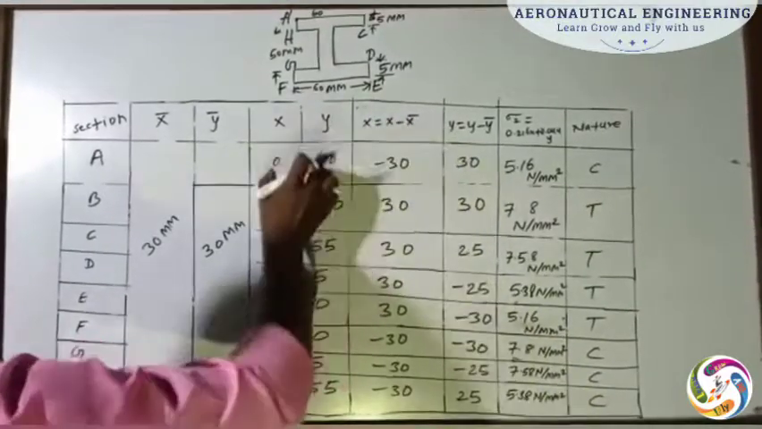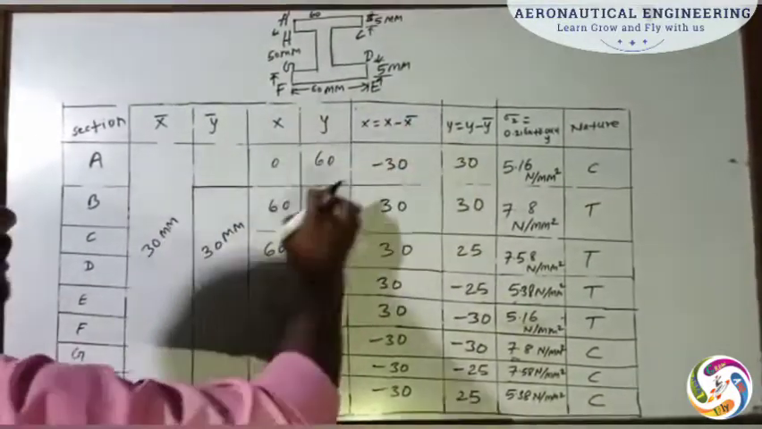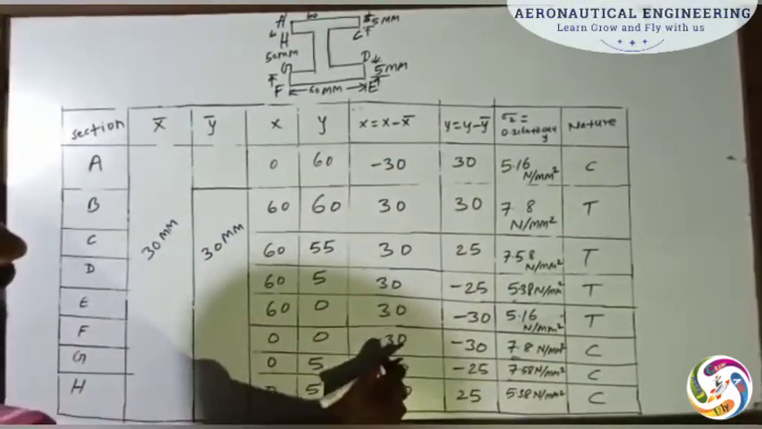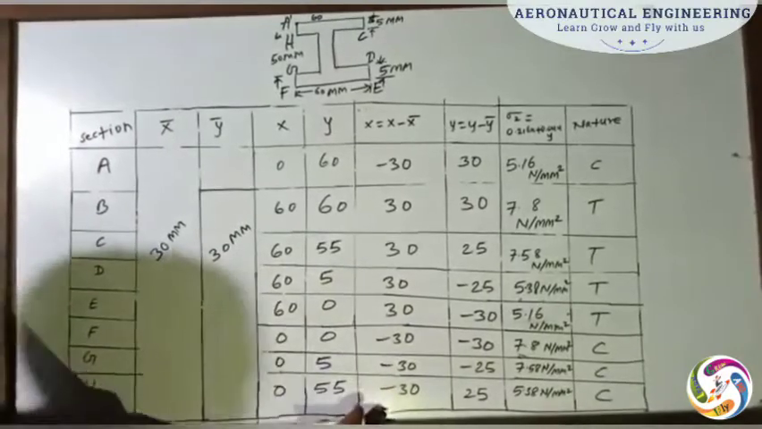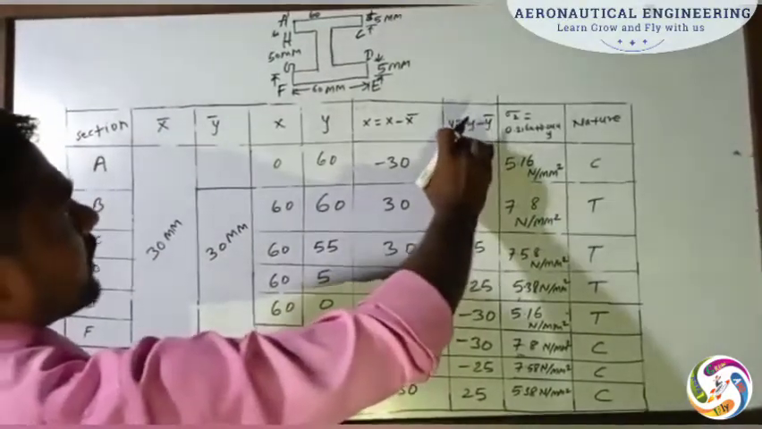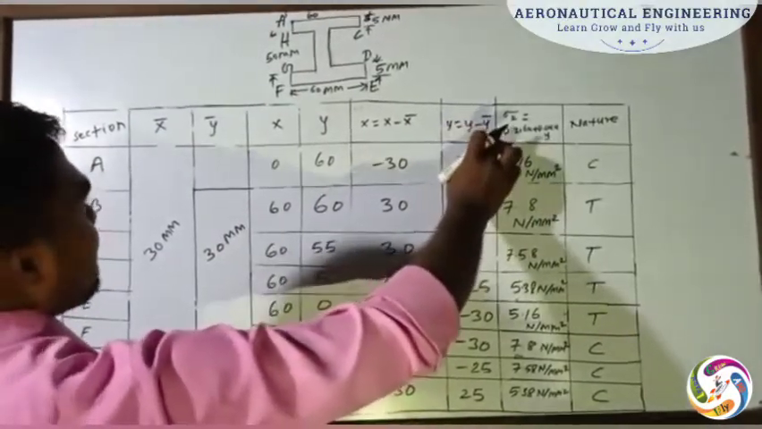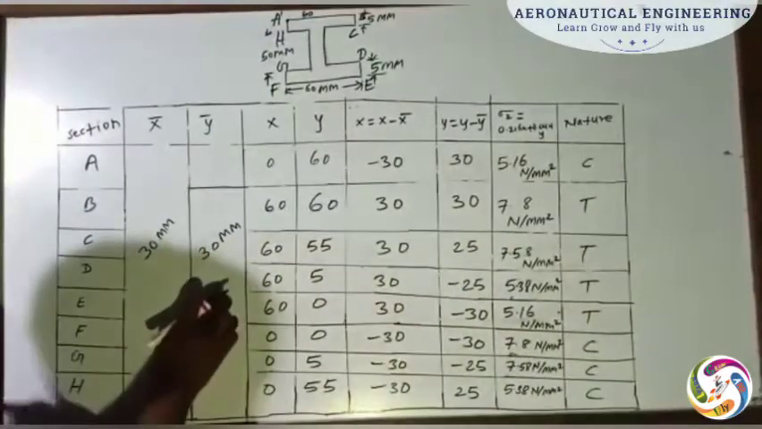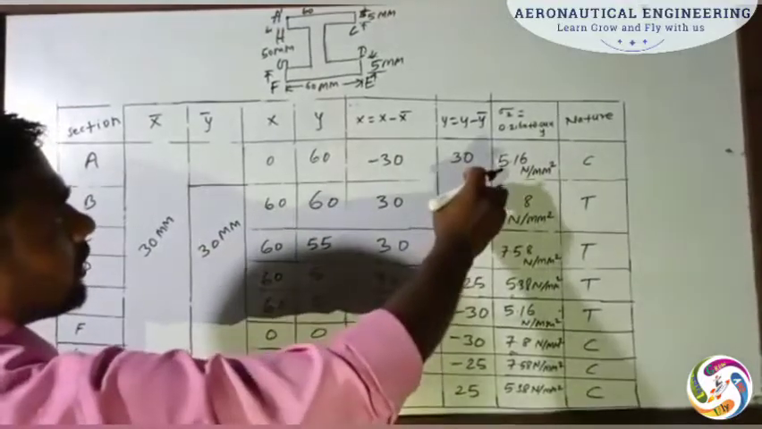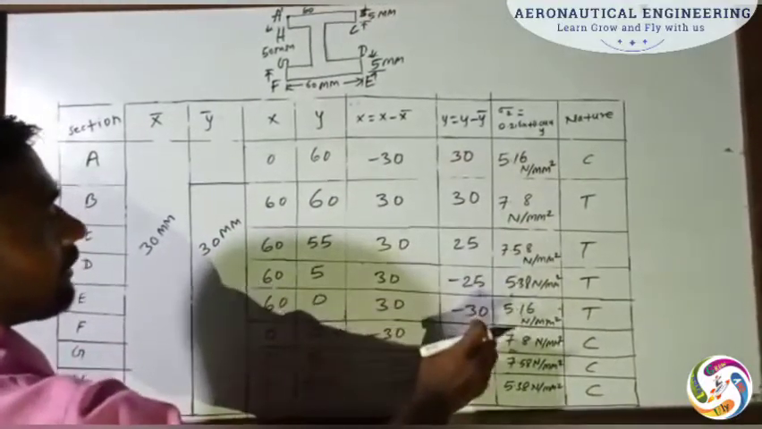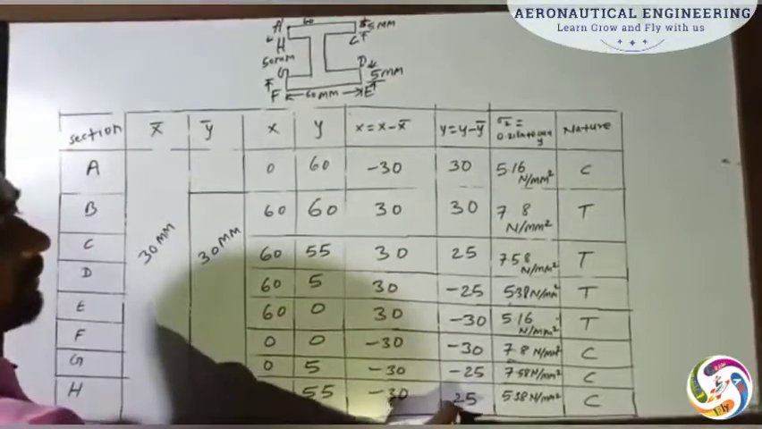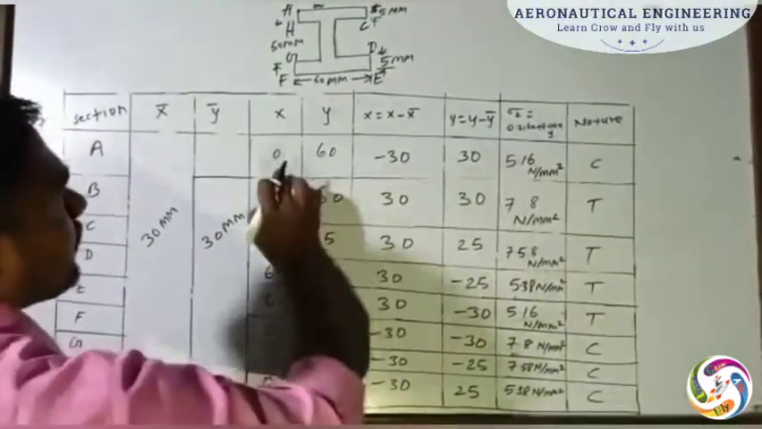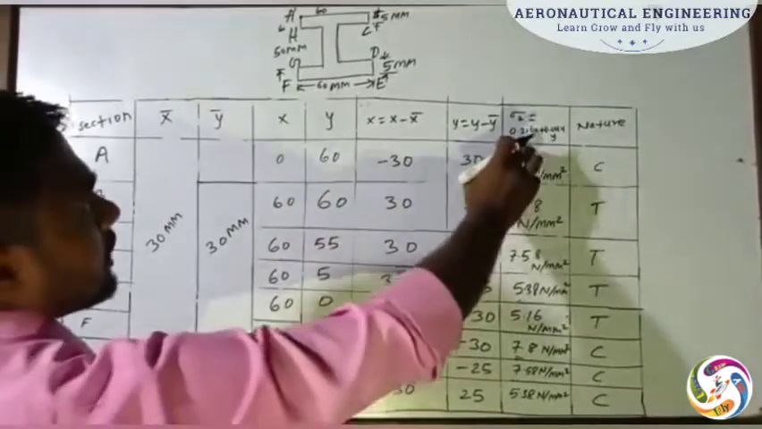Now x is equal to X minus x bar. So x value we know from here and x bar value is 30. If you calculate this, we get minus 30, 30, 30, 30, minus 30, minus 30, minus 30. Similarly, y is equal to Y minus y bar. So y value we know from here and y bar we know is 30. If you calculate, we will get 30, 30, 25, minus 25, minus 30, minus 30, minus 25 and plus 25.